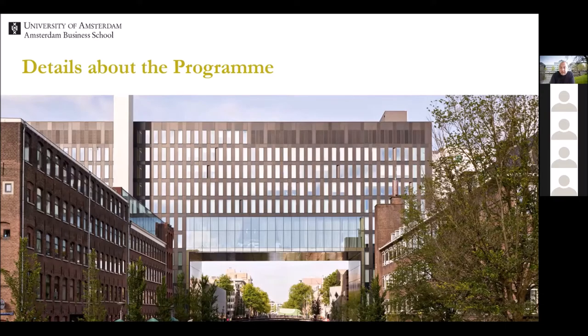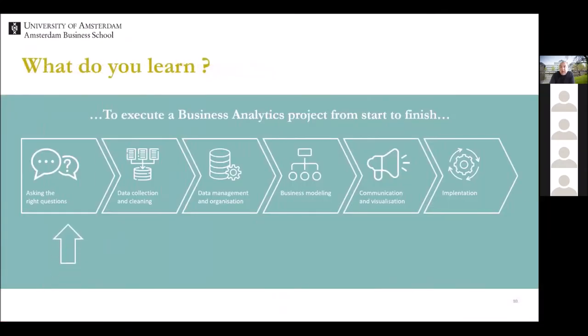So I'd like to give you some details about the program. What do you learn? Well, of course, we're not only learning analyzing the data, right? It's not only about building a model or building an algorithm or analyzing the data. No, we offer a program which teaches you properly the whole process, from asking the right questions from the very beginning. Because for a good business analyst, it starts with asking the right question. Okay, I have lots of data, but it's not for the sake of deep diving into the data. What do I want to learn? What do I want to know? How can I use this data in the best way to solve my business related problems?